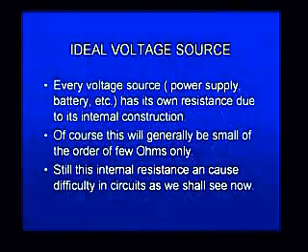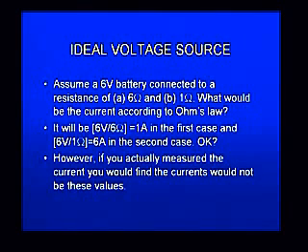This is a very critical, important thing that I wanted to explain to you with a simple example. For example, assume a 6 volt battery connected to two different resistances. In one circuit, the 6 volt battery is connected to a 6 ohm resistor. In another circuit, the same battery is connected to a 1 ohm resistor. Now, what would you expect the current to be in each case?